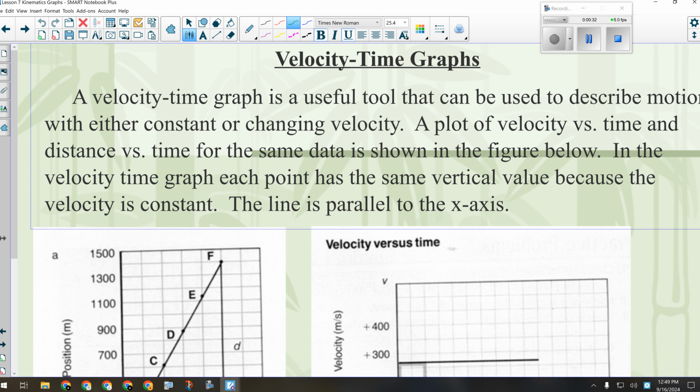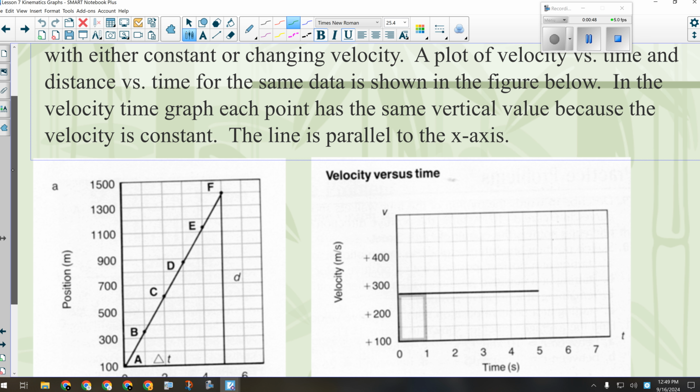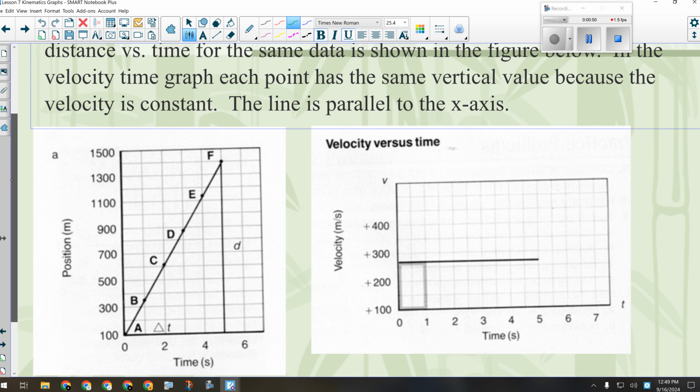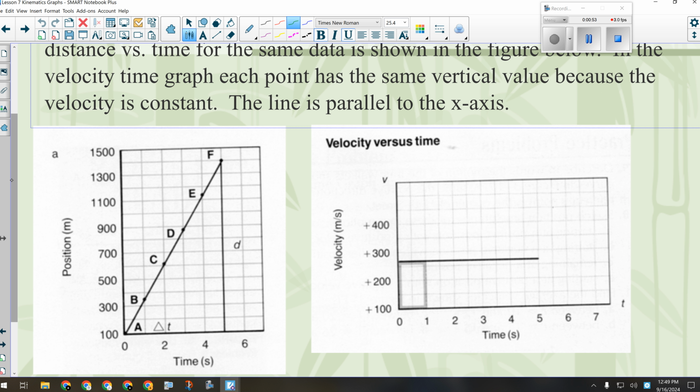If I have a velocity versus time graph and a position versus time graph of the same motion, are they going to look the same? They shouldn't. Do these two graphs show the same motion? On the left is the position versus time, on the right is the velocity versus time. Are they showing the same thing? These are graphs of exactly the same motion.